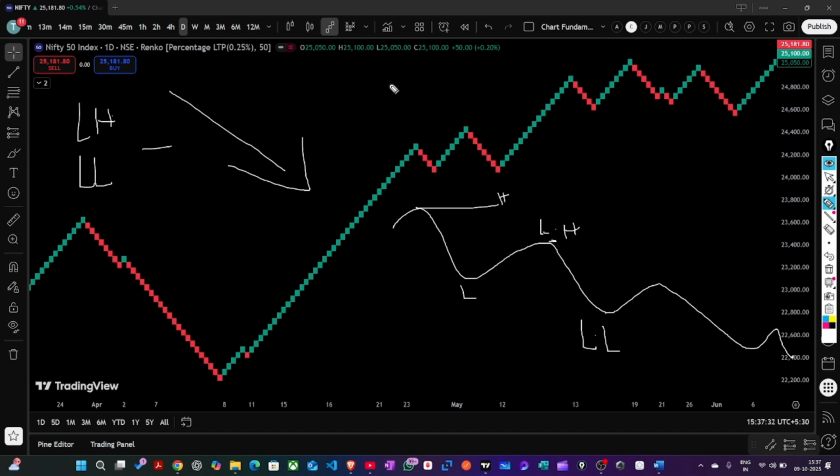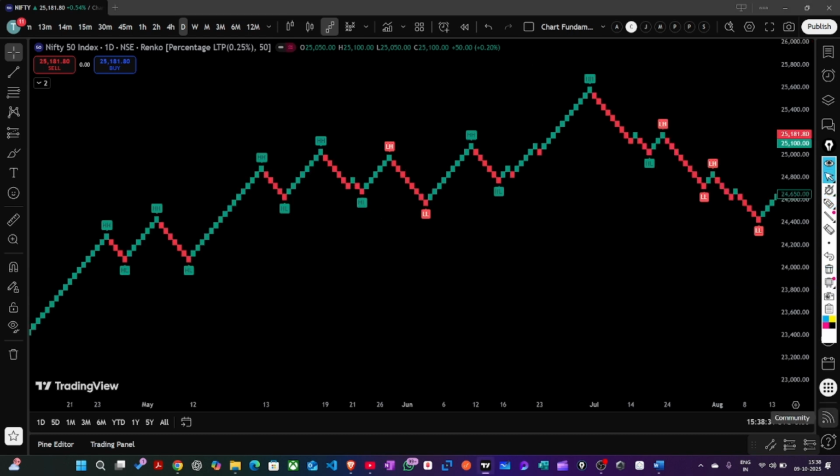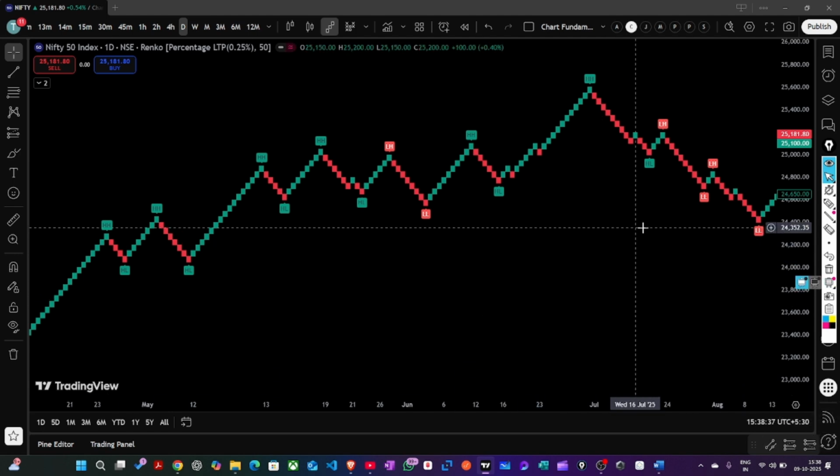Okay, so higher high, higher low means the market is in an uptrend. Lower high, lower low means the market is in a downtrend. Okay, now let us plot these values and try and understand the direction of the market, right? So I've already done it here.